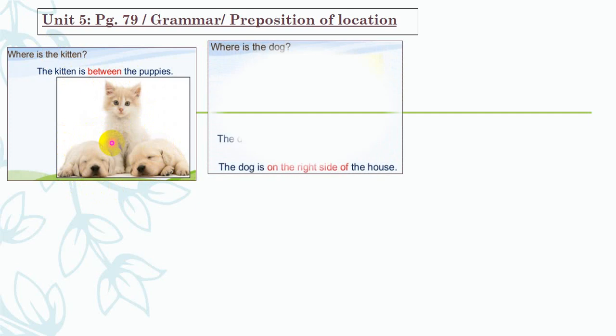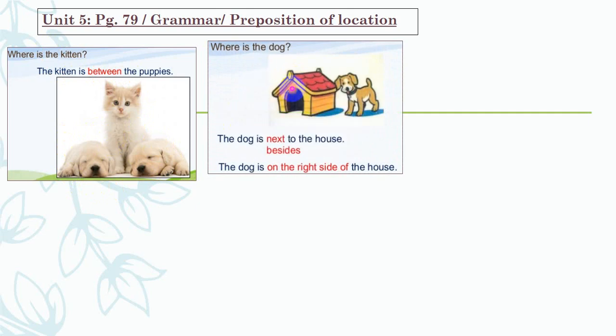All right. Okay, where is the dog? What do you see? It's a house. So the dog is standing on the side of the house. So if something is standing on the side, we say the dog is next to the house, or the dog is beside the house. Or it is on which side of the house, left or right? Right side. So the dog is on the right side of the house. Okay, if you write next, it's fine. If you write beside, it's fine. If you write on the right side, fine. But when you're solving an exercise, you have to look at which option is given in the exercise.